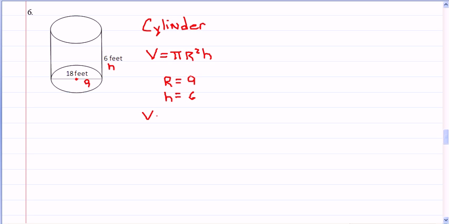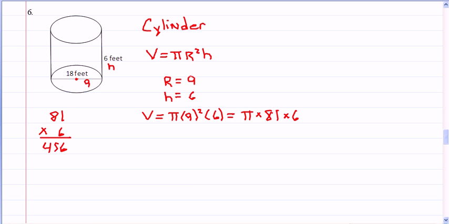So when I substitute these values in the formula, I have pi times 9 squared times 6, which is pi times 81 times 6. And on the side, if I multiply 81 times 6, I get 486 pi, and then I have to include the units of cubic feet.